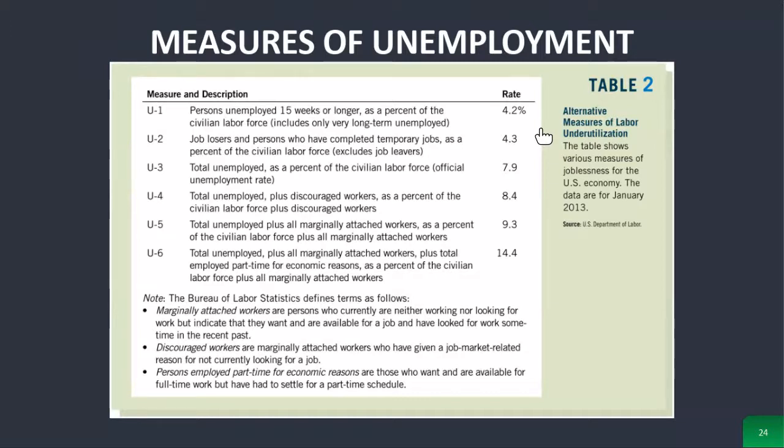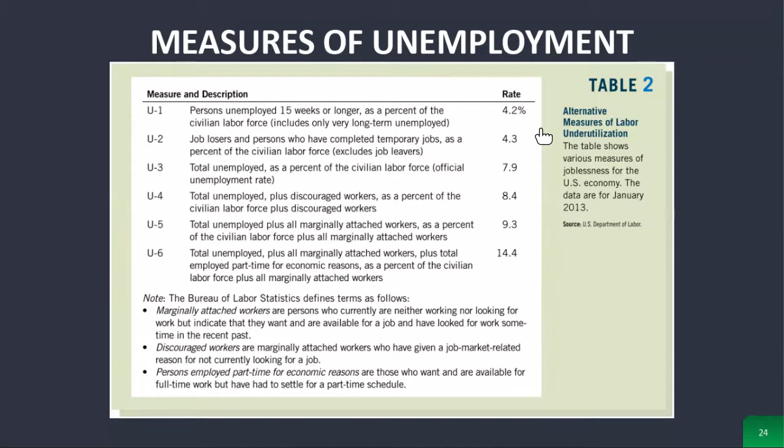U2 factors in people who just completed temporary jobs as a percent of the civilian labor force. This excludes people that have left their job. So basically, this is seasonal employees or employees that sign 6-month contracts, 3-month contracts. Then you have U3, total unemployed as a percent of the civilian labor force. This is our official unemployment rate. This is 7.9% in 2012. And again, in the midst of COVID, this number's gone up to over 10%. In a good year, in a good time, it is typically 3.5%.